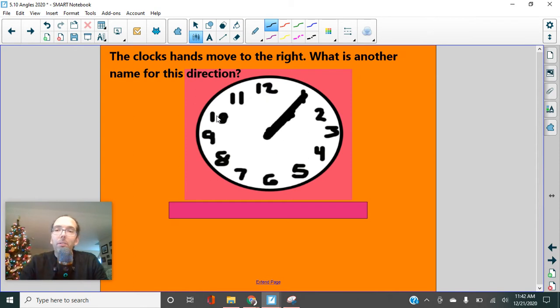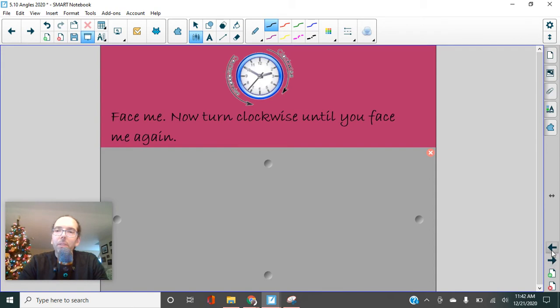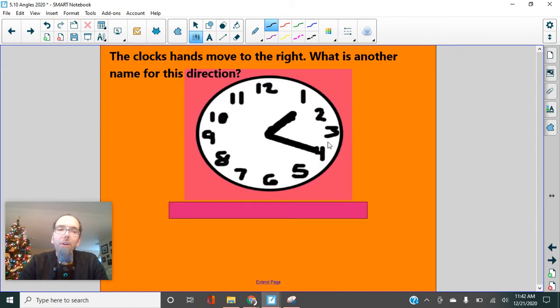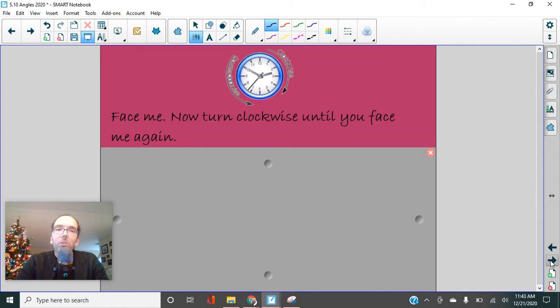But what about, and I don't think I have a clock going backwards. Nope, I don't. If it were going the other direction, if it were going this direction, do you know what we call that? Have you heard that before? What do you think? It is called counterclockwise. So we can turn clockwise or we can turn counterclockwise. That's two words that we could describe our turn.